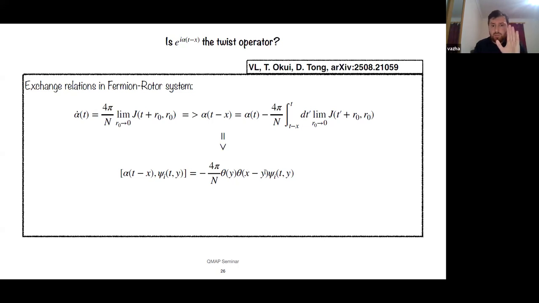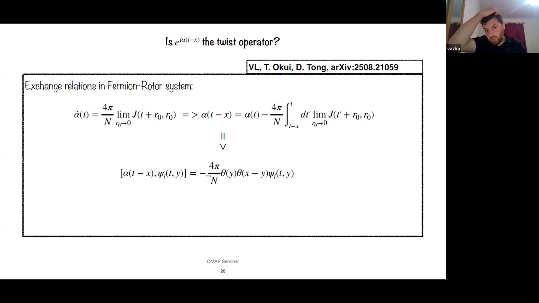The second step function tells you if y is bigger than x, the commutator is also 0. That also corresponds to the fact that if you have a fermion field that is farther away from the boundary than the end of the topological line, they commute.